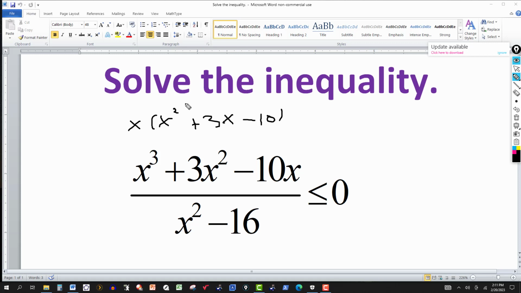So I'm just going to replace this by x plus 5, x minus 2 here. Just remove this here. So the complete factorization in the numerator would be x, x plus 5, x minus 2. And you can check this out, that it does give you this expression here.